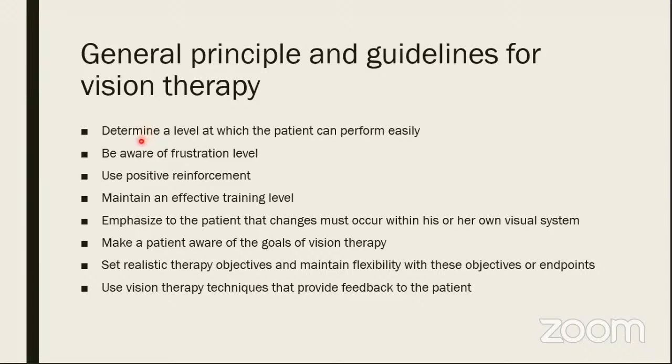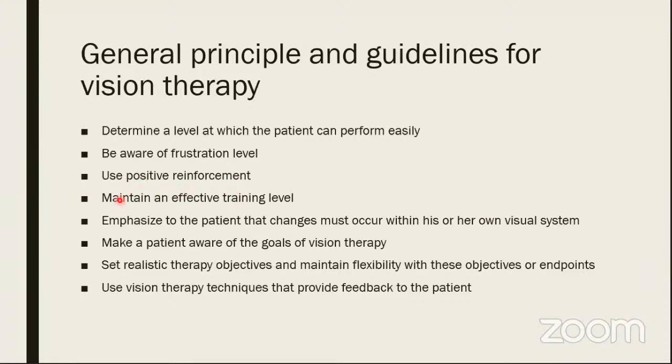Actually, many things have been discussed initially also. We have to determine the level at which the patient can perform easily. What does it mean? The findings that the patient has are very important. We should be aware of the frustration level: if the patient is at this level, they will not do the activities at this level. It's about bringing change in the visual system of the patient, and for every activity use positive reinforcement.